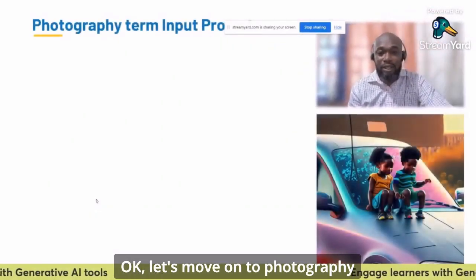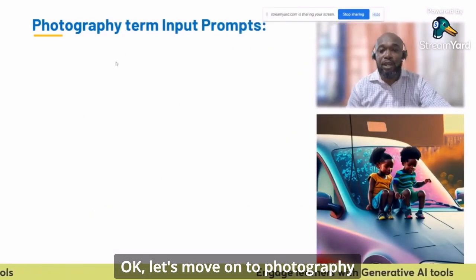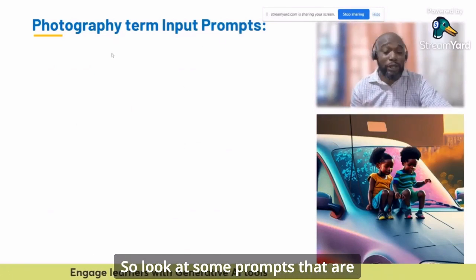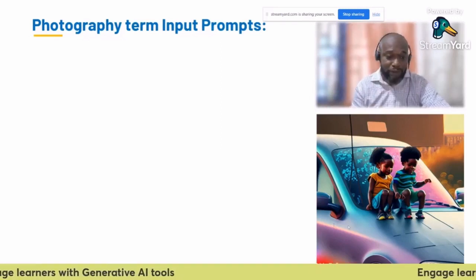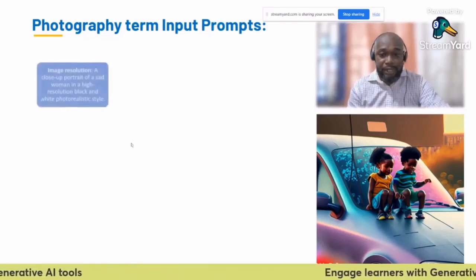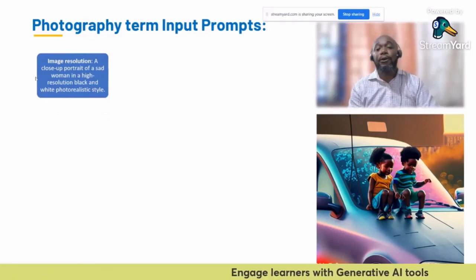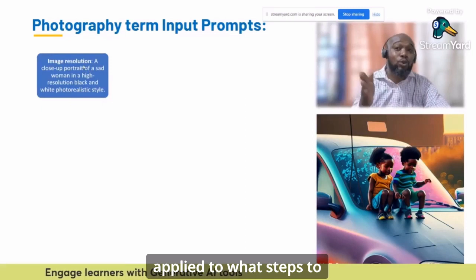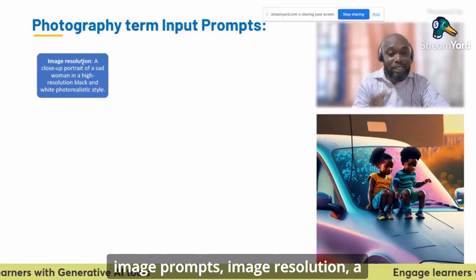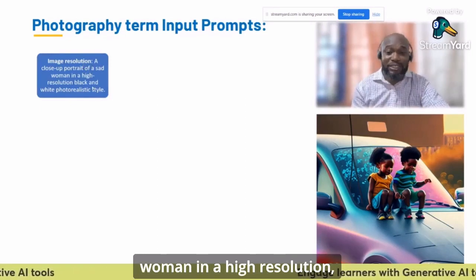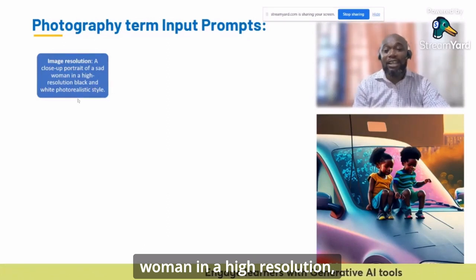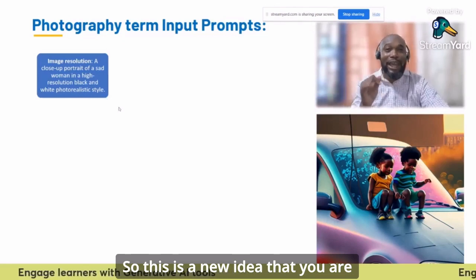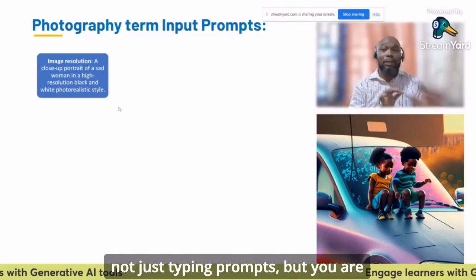So let's move on to photography terms in the input prompt. Let's look at some prompts that are accurate for photography, right? In photography, you hear something like image resolution. It's also applied to text to image prompts. Image resolution: a close-up portrait of a sad woman in a high resolution black and white photorealistic style.